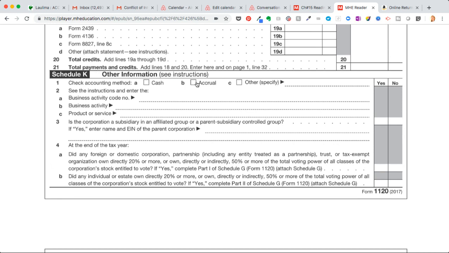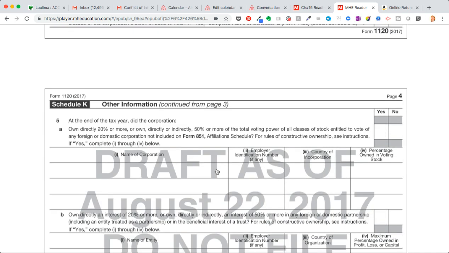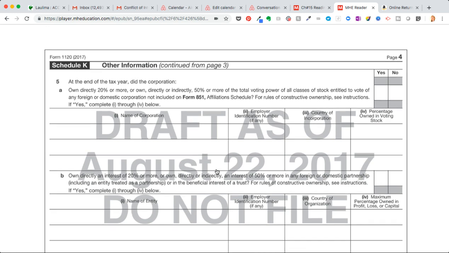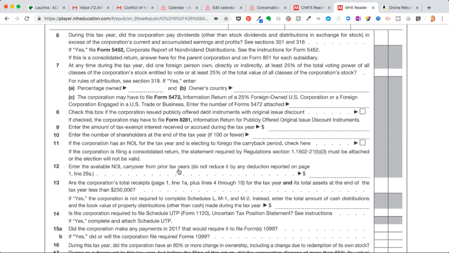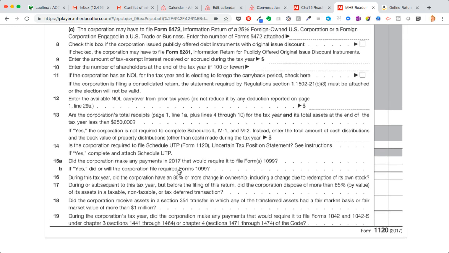So Schedule K, of course, we had a Schedule K for partnerships. This is a bit different. This is giving us the information about the corporation, the type of accounting method they use, their business activity code, business activity, product or service, EIN. So this is all informational about the company. And this is, again, following up with some more information on the owners, the direct owners of the company and how much they own of the business, and listing their names and what they own.